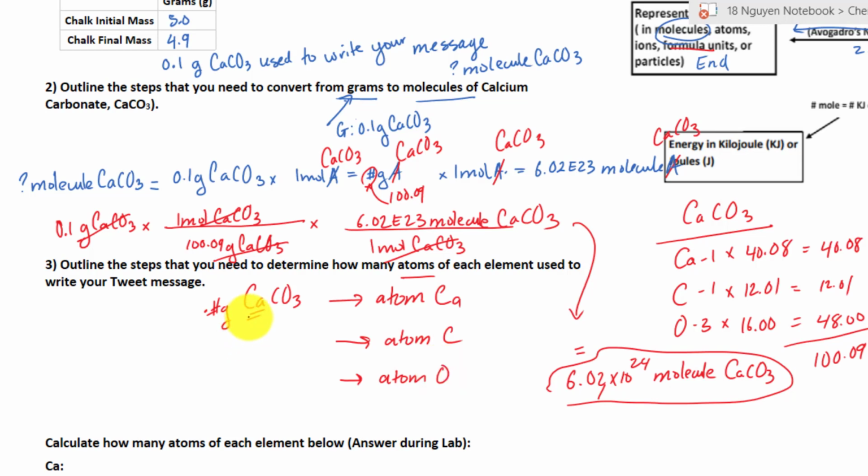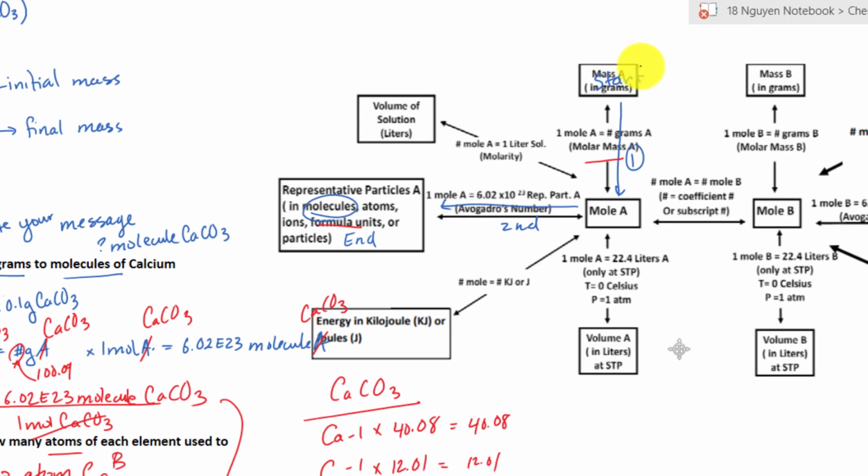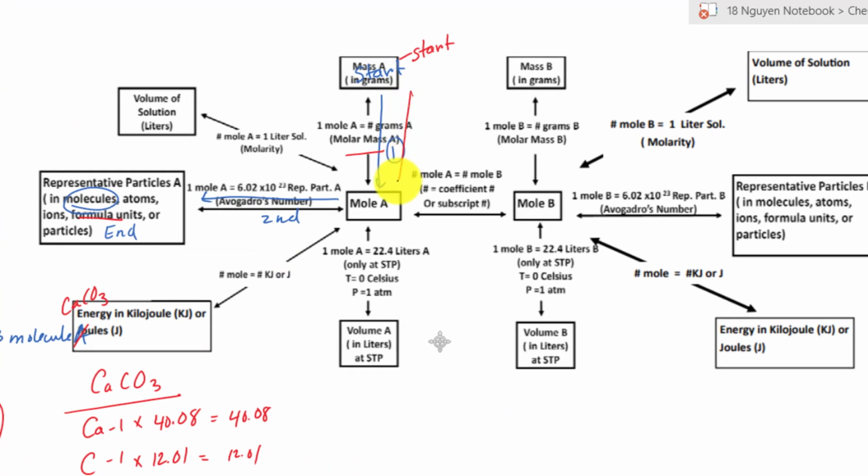So if that's the case, we really have to go from grams of A all the way to atoms of B. So we go back to the flow chart. We pretty much start from right here, but we're not going to end on side A. What we're going to do is go down, go across, and go across over here, and then we would have our atoms of B. So that would be how we convert from mass of A all the way to atoms of B.